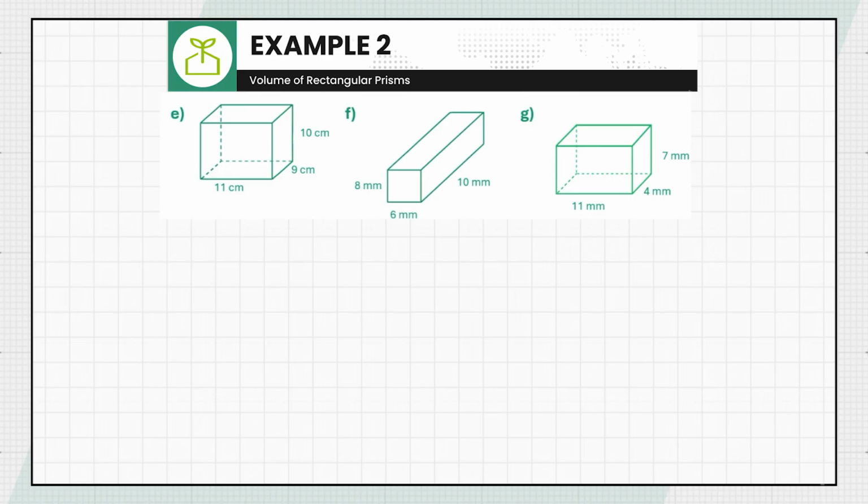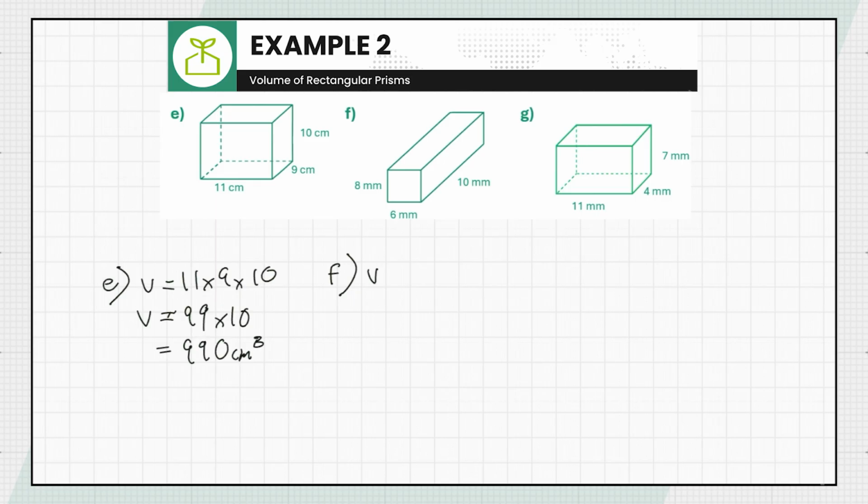Alright, let's get started with E. So for E, our volume is going to be equal to 11 times 9 times 10. That means volume is just equal to 99 times 10, which is equal to 990 centimeters cubed. For F, our volume is going to be equal to 8 times 6 times 10.